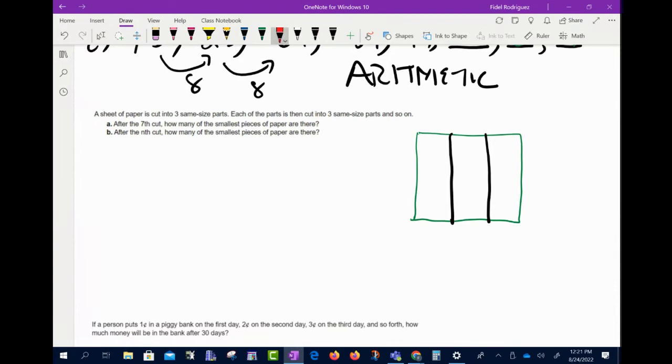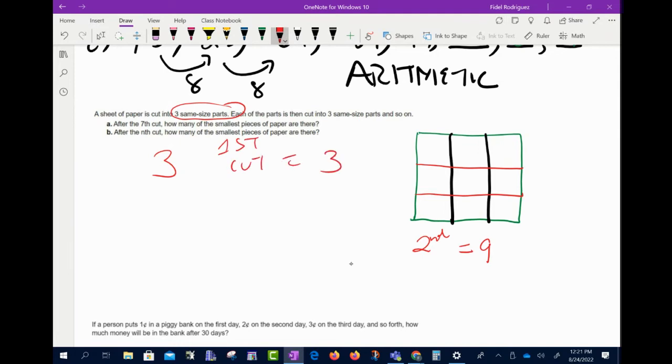Okay. Now it says we're going to cut each of those pieces into another three pieces, right? So look, did we cut each of those pieces? So now each of them are three pieces. Okay, so this is the second cut, right? How many squares do I have? Nine, right? Okay, so what I want to think about, y'all, is this right here. I'm taking the number three. After the first cut, we had three pieces. Then when we did the second cut, we had nine pieces.